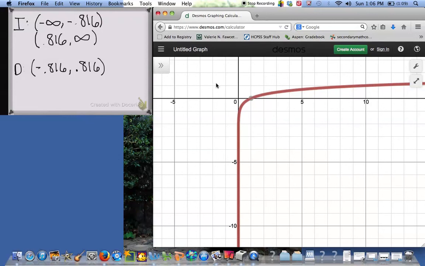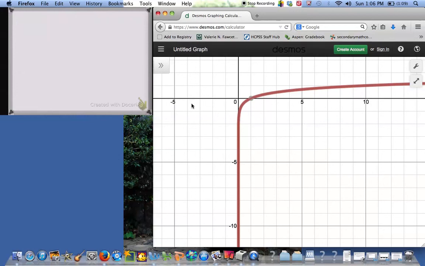Now we can't say that it is increasing from negative infinity to infinity because there are no x values over here. The lowest possible x value for this function is just past 0, and it can't actually include 0, because if you take the log of 0, you will get an error. So we are increasing from 0 to infinity on this problem.